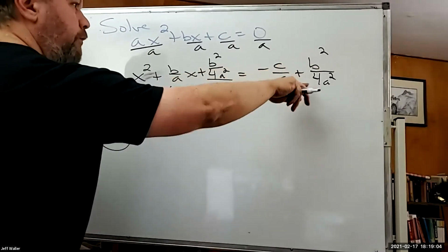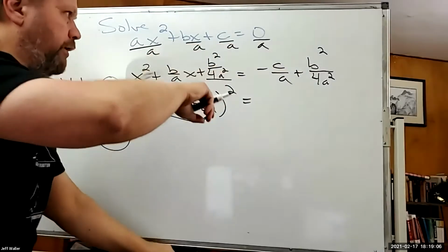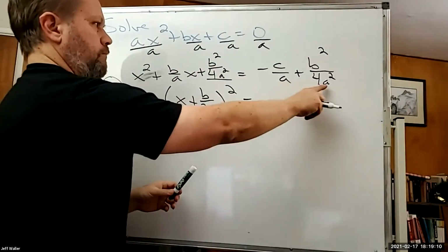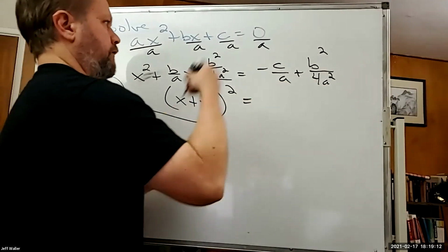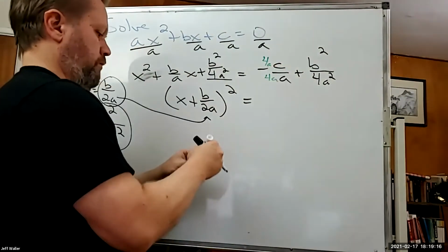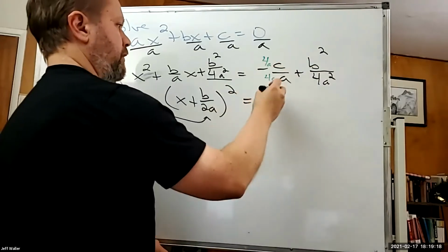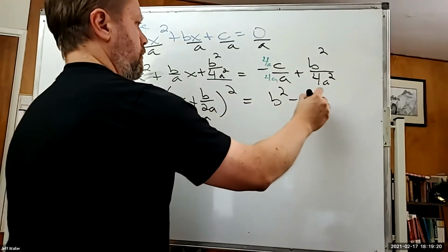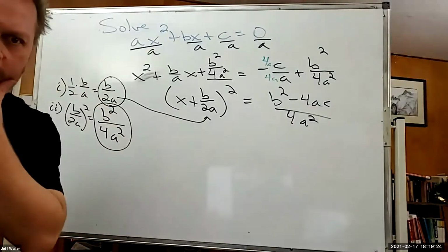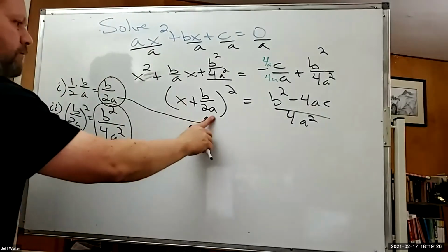And what do I get over here? Well, I need an LCD, don't I? So what do I have to multiply by to make the bottoms the same? 4a. Yes, I have to multiply by 4a. Now it definitely should be starting to look familiar. So I get b squared minus 4ac all over 4a squared.